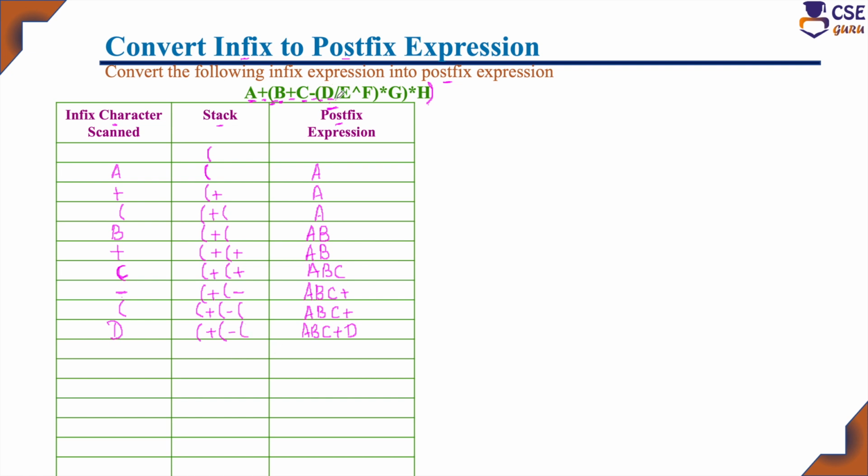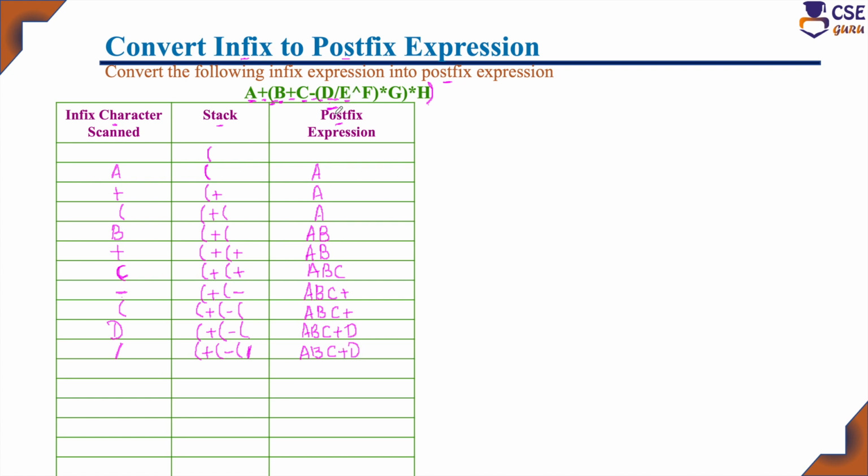And next is the division operator. So check the top element of the stack, whether there is an operator. There is no operator at the top of the stack, so you can push this division operator into the stack. If there is an operator, only then do you have to do the comparison. Otherwise, you can push any operator into the stack. No problem. So the division operator is pushed into the stack, and the postfix expression is A, B, C plus D.